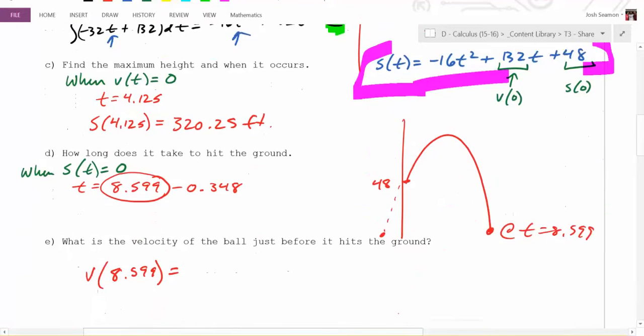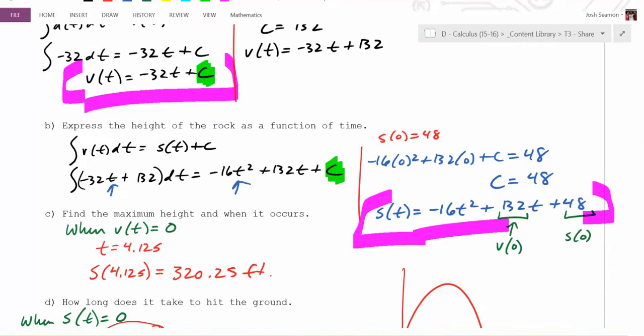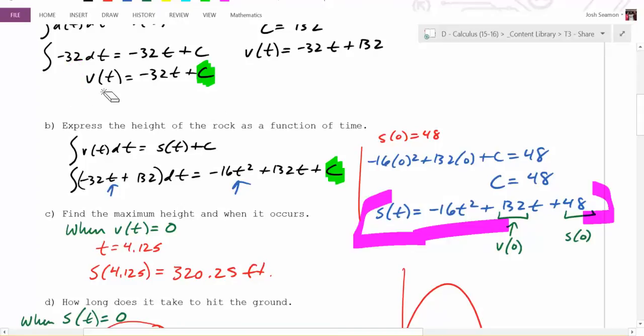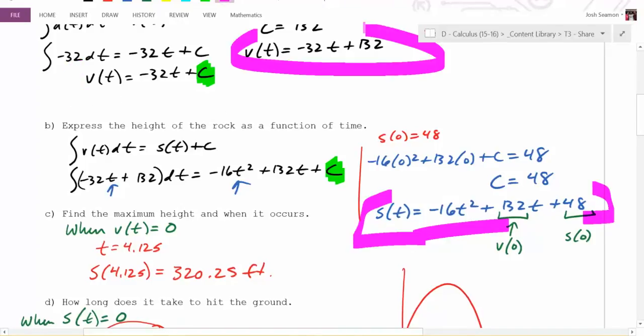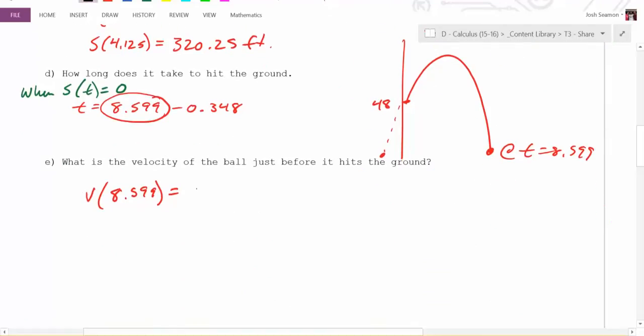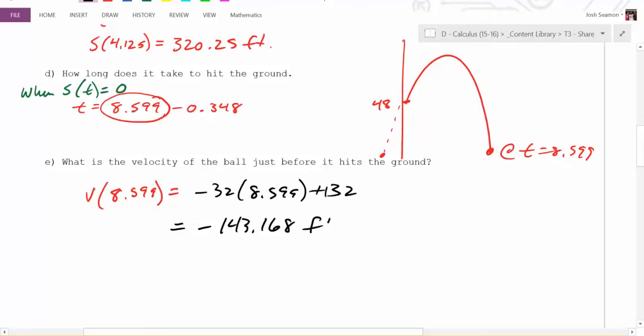It's negative 32t plus, oh, I highlighted the wrong one here, sorry. This one right here, negative 32t plus 132. So negative 32 times 8.599 plus 132. Can someone do that for me? It's going to be negative 143.160. Yeah.